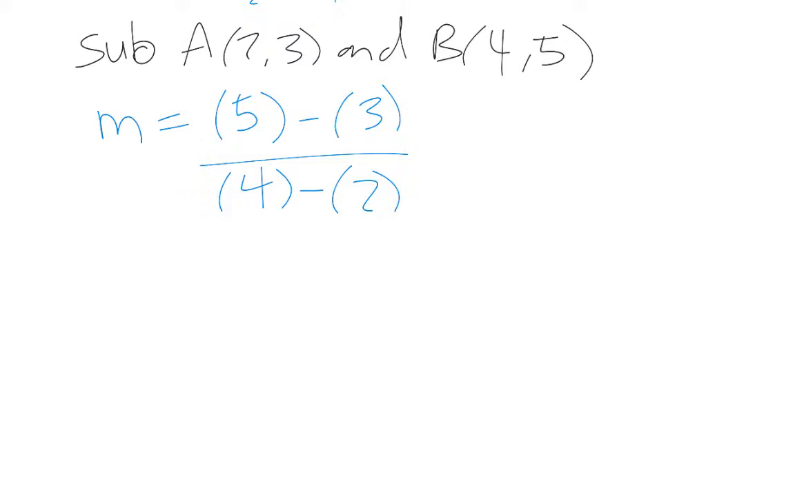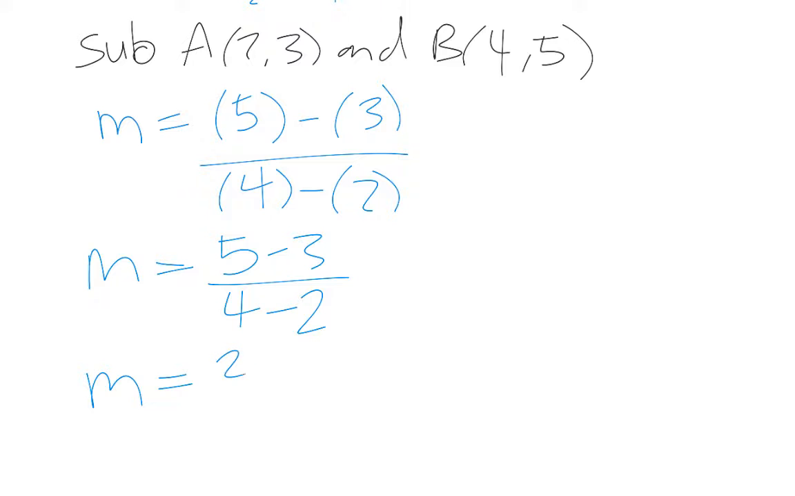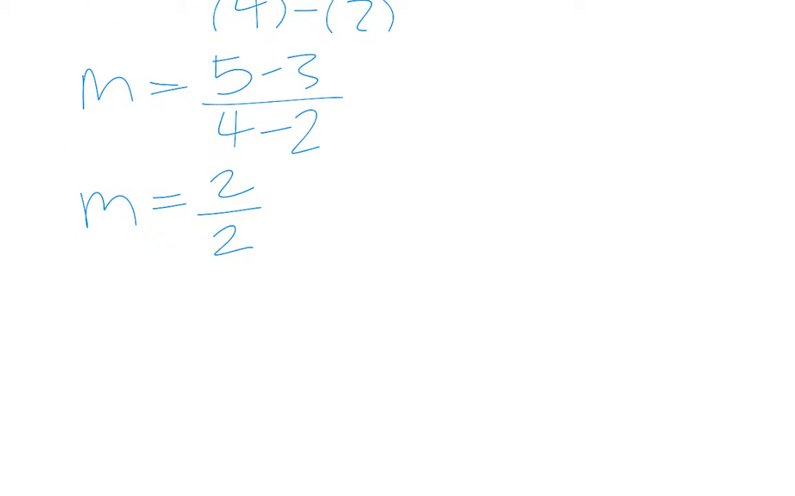Let's go ahead and simplify this. That just becomes 5 minus 3, and that is just 4 minus 2. And that should be pretty simple. That's 2 over 2. However, you can simplify this because 2 divided by 2 is 1. Therefore, the slope of our line is 1. However, we still need to figure out the y-intercept. Let's go ahead and do that over here.